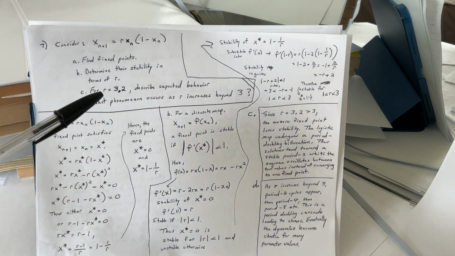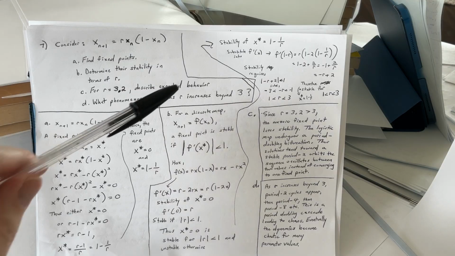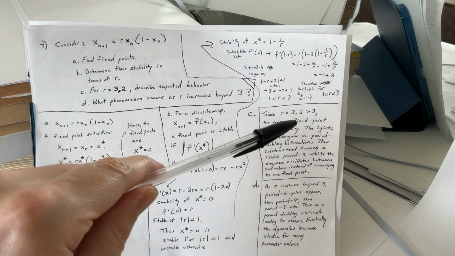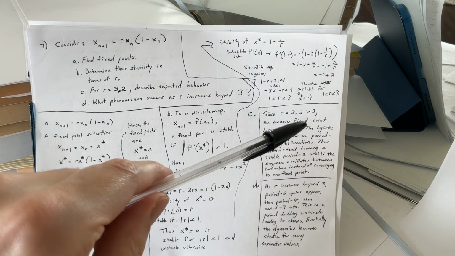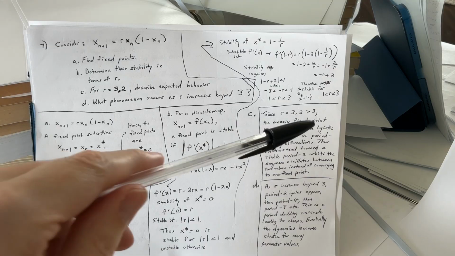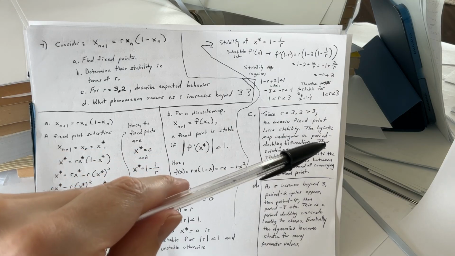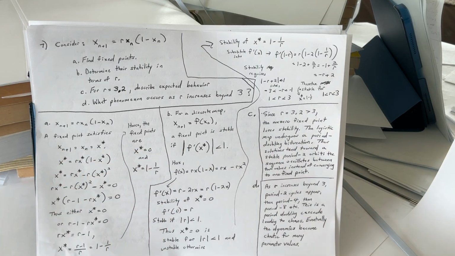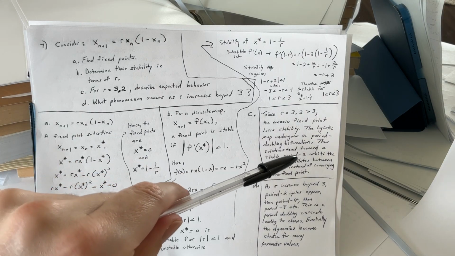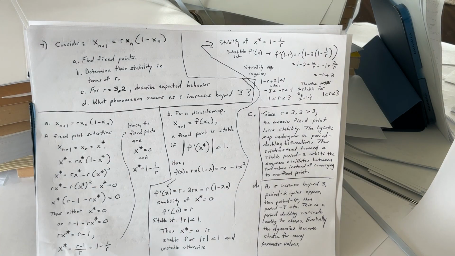Letter C. 3.2. Describe expected behavior. All right, so if we have r equals 3.2, that's greater than 3, the non-zero fixed point loses stability, and from this we could say the logistic map undergoes a period doubling bifurcation. So solutions tend toward a stable period 2 orbit, and the sequence oscillates between the two values instead of converging to one fixed point.